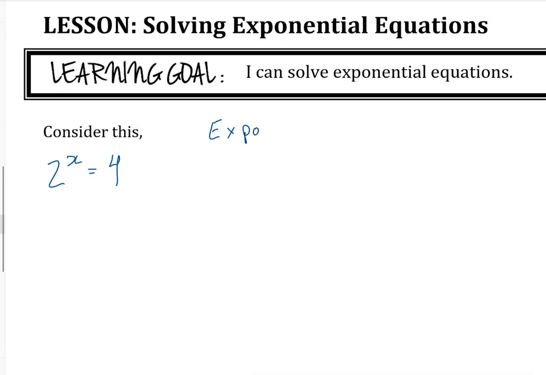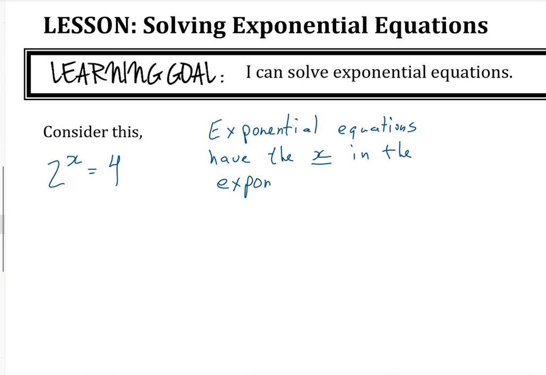And exponential equations have the x, or whatever variable, generally speaking, we're going to be using x for now. When we do applications, then sometimes we use a t or something like that, but have the x in the exponent. Now, like everything you've experienced in math class, yes, we know that the answer is going to be 2.